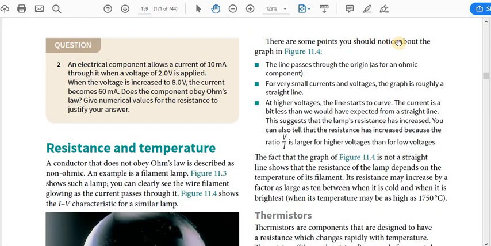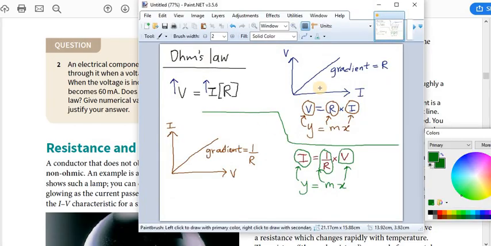Alright, there are some points you should notice about the graph. The line passes through the origin as for an ohmic component. Now if it's an ohmic component, you should get this kind of graph. It should be a straight line passing through the origin. If a component is an ohmic component, it obeys Ohm's law. If it's a non-ohmic component, it doesn't obey Ohm's law. This will not be a straight line. So you have to remember this also.